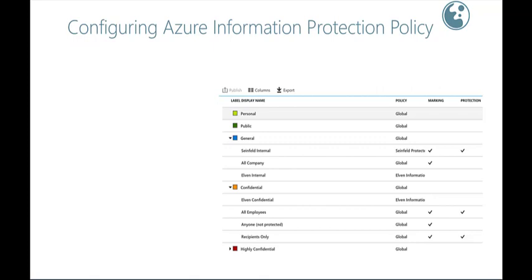So let's go into configuring Azure Information Protection policy. You need to have a policy defined in your tenant for users to be able to use labels and classifications. You have a global policy. Global policy is available for everyone. Scoped policies are enabled for only a subset of your users.